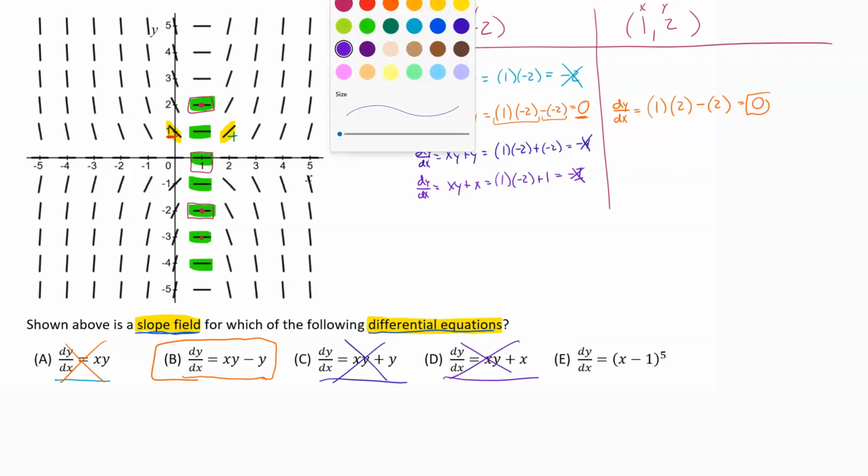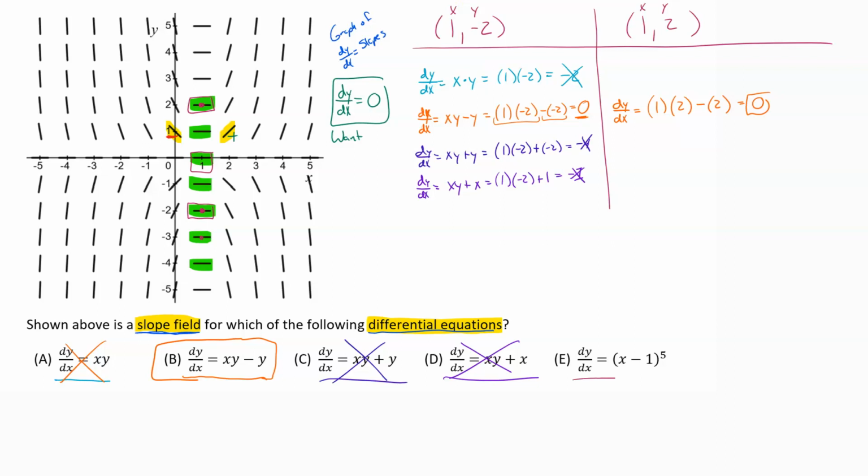And then we go to this E option here, and we get dy/dx equals (x minus 1) to the 5th. Notice there's only an x in this. There's no y value here. So when I go to plug in my x value, I get (1 minus 1) to the 5th. That's 0 to the 5th. That equals 0. That's a possibility.